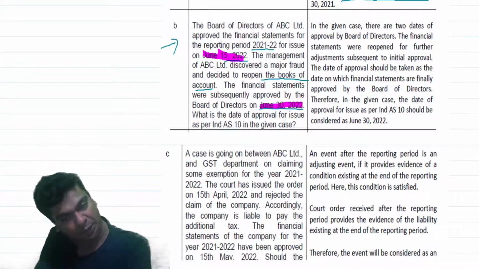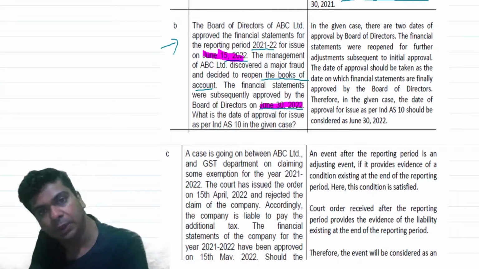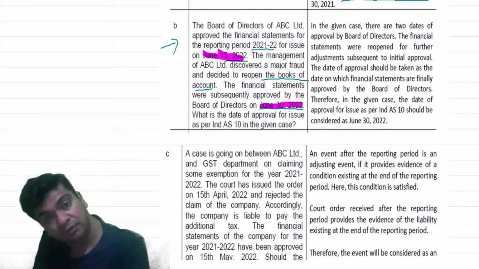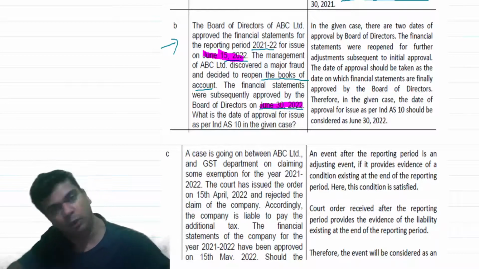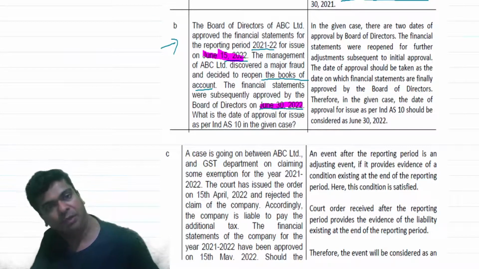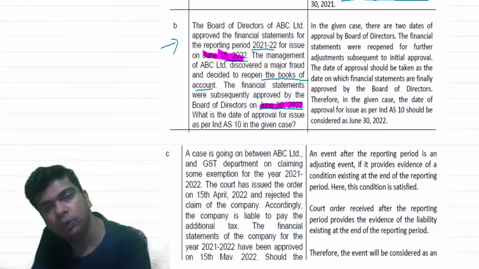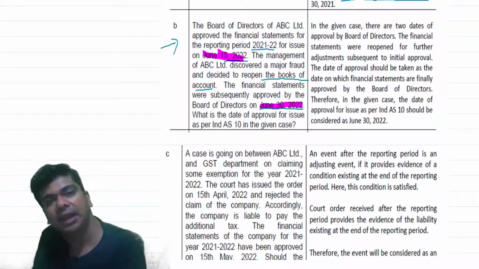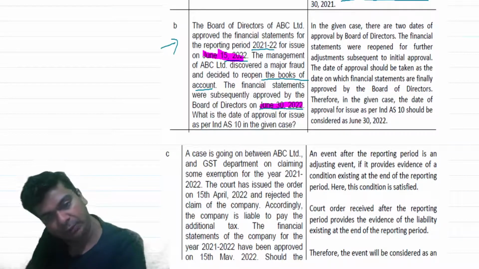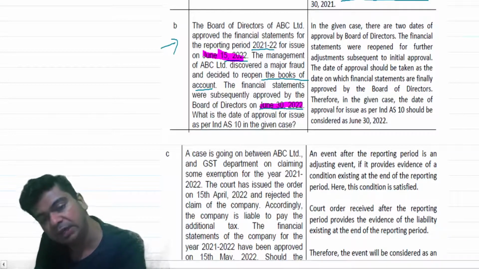What will be considered to be the date of approval? Obviously, the date of approval will be the final date of approval, isn't it? You approved on 15 June, but then you reopened the books. If the books are reopened, they have to again be finalized and again they have to be approved. Hence, the subsequent, the later date of approval will be considered to be the final date of approval. That will turn out to be 30th June.